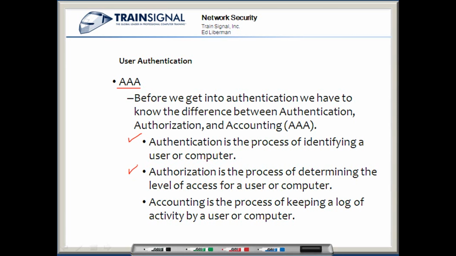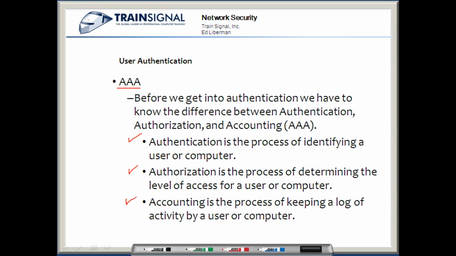Authorization is then the process of determining the level of access for that user or computer. The authorization process is the one where we say, all right, now that we know who that user is, what do they have access to? Or do they have access to this particular resource? Are they authorized to access this resource? So that is what authorization is.